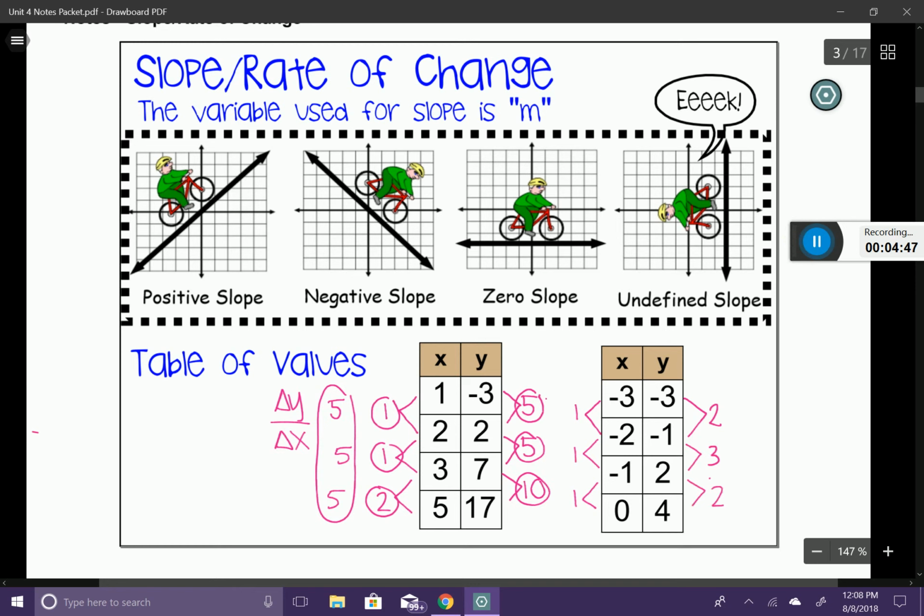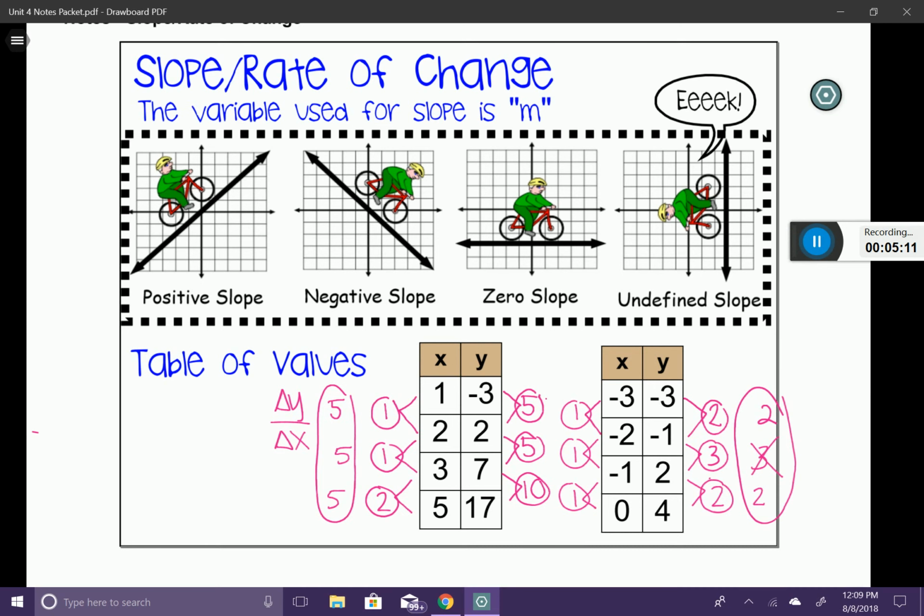So when I do my change in y over change in x, let's do that. 2 divided by 1 is going to give me a 2. 3 divided by 1 is going to give me 3. And then 2 divided by 1 is going to give me 2. And you can see here that my rate of change with all of these points is not the same. Therefore, this is not going to create a line on my coordinate plane. And I really can't even discuss the concept of slope because it is not a constant rate of change. Now that idea using the table of values is really going to come into play here as we go on.